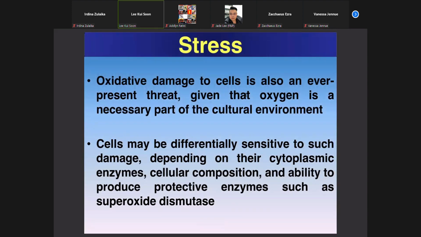And oxidative damage to the cell is also a threat, although oxygen is a necessary part of the culture environment. So cells may be differentially sensitive to such damage depending on their cytoplasmic enzymes, the cellular composition, and ability to produce protective enzymes such as superoxide dismutase. Okay, some of the cells are able to handle the stress well.